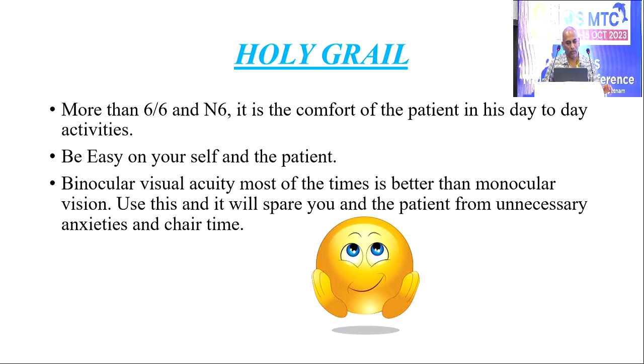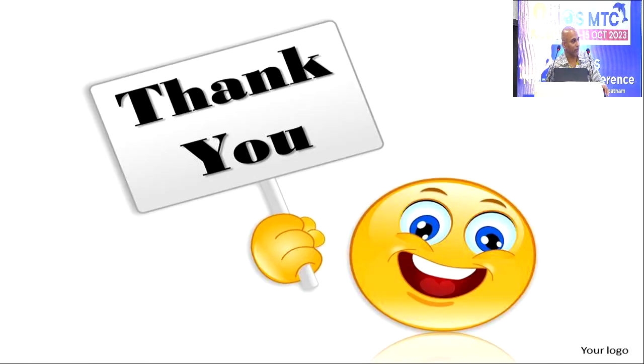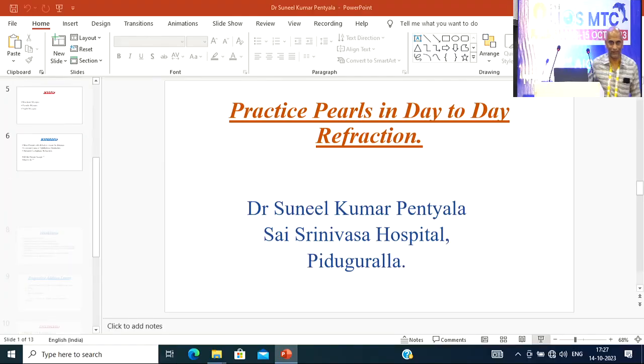So 6/6 and N6 is not the holy grail, but the patient's comfort in day-to-day activities is the holy grail. It's mostly about first impressions. In subjective refraction, the moment you put a glass, you know whether the patient is liking the glass or not. So it's all about first impressions, and don't be tough on yourself and the patient. And one trick is, if the patient is still nagging that he is not able to see 6/6 clearly, just show him with both eyes open. Bilateral visual acuity somehow will be better than each individual eye. I don't know the reason, maybe simultaneous macular perception or something, but it'll save many headaches and chair time. Thank you.